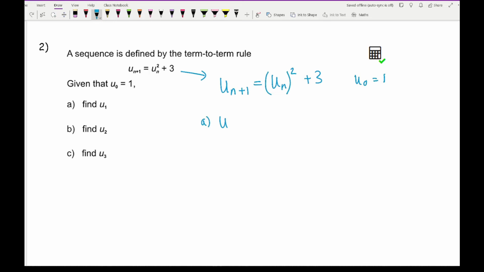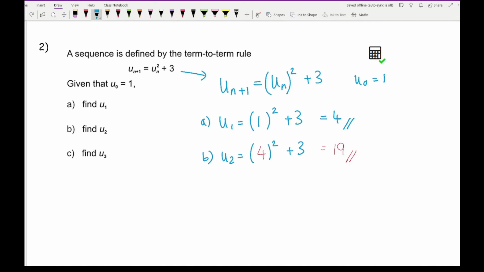So for A, my U0 value is 1. Then to find U1, I do the previous term, which in this case is U0, so that's 1 squared plus 3. That's going to give me 1 plus 3, which is 4. Then for B, U2 is basically, I'm going to substitute U1 into this. Now I've already worked out that U1 is 4, so I can rub that out and swap that with 4. So it's going to be 4 squared plus 3. 4 squared is 16, plus 3 is 19.